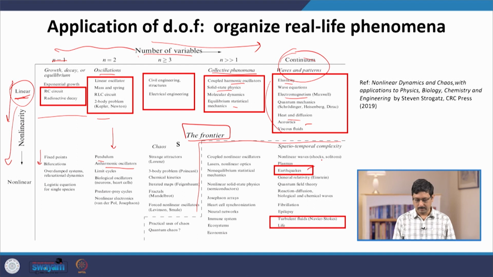One is earthquake and another is turbulent flow in liquid, and the third is life itself, the living systems. So, if you want to study this kind of topic, this is the most challenging and difficult to address, because they involve a large number of degrees of freedom and their basic governing laws are also non-linear. So, using this concept of degrees of freedom, you can understand why some things are easy to understand and some things are difficult or more challenging.